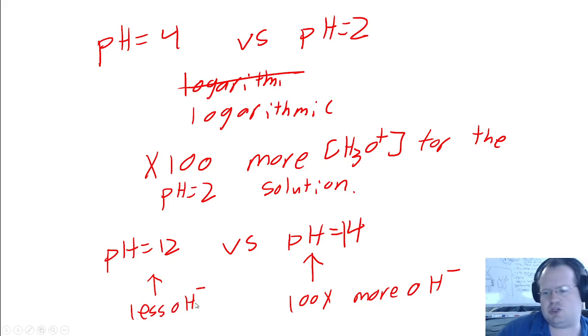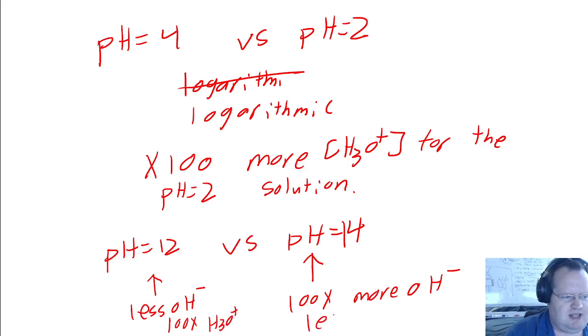On the other side, it is also true for the H3O+ that the one on the left is going to have 100 times the H3O+ compared to the right side, which will have less H3O+. So you can't have one go up without the other. Because the autoionization of water keeps these two things connected, the H3O+ and the OH-, if one goes up, the other goes down.